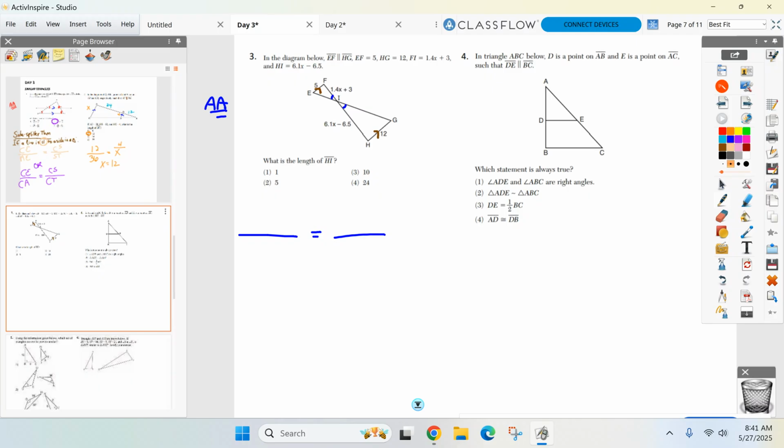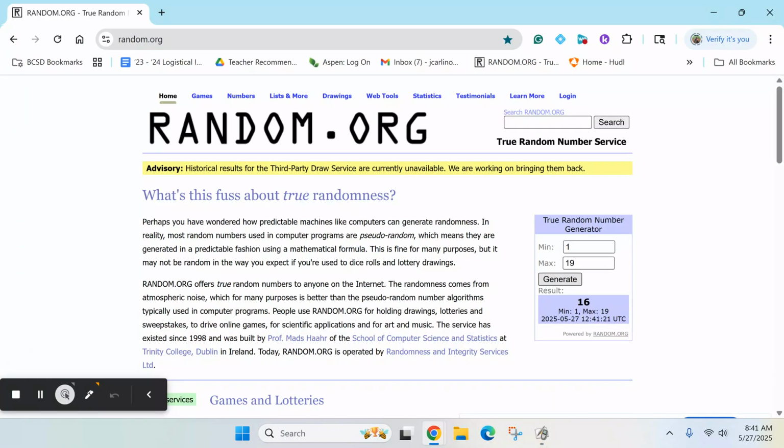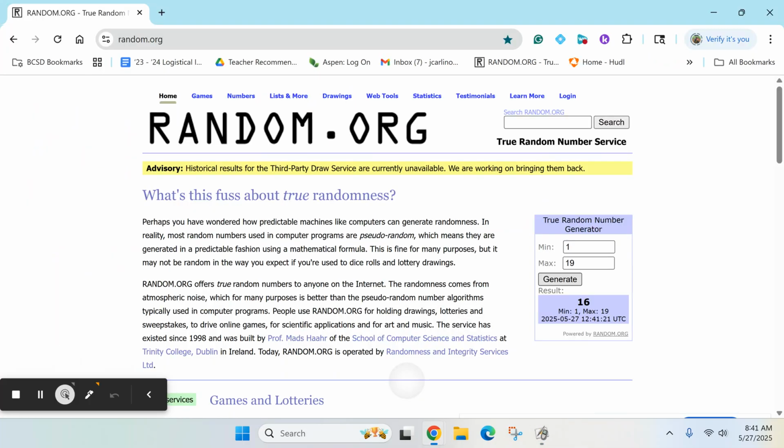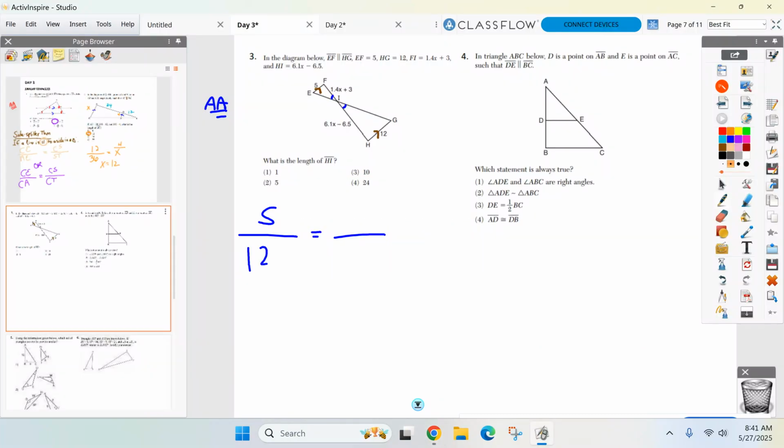All right, give me a side from any of the, I don't care. Give me any side. Any side. Let's start this off. Any side. Maddie, give me any side up there, please. FE, 5, yep. What does the 5 match up with in the other triangle then? So I can put it over it here. 12. Yep, and then we can figure out that, hey, the 1.4x plus 3 matches up with the 6.1x minus 6.5. I'll give you some time here.